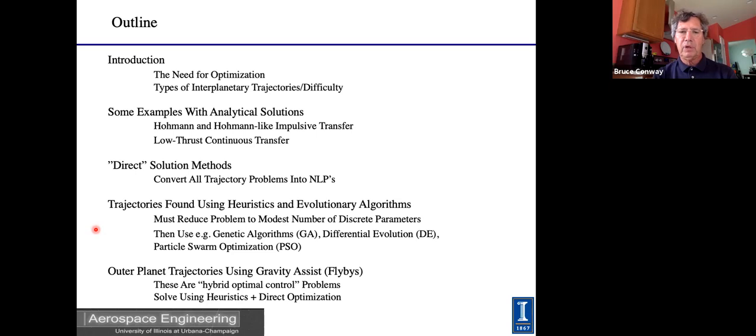And then finally, we'll talk about the most challenging problem, but a very practical one, of finding optimal outer planet trajectories using gravity assist flybys. That is to say, the kind of trajectory that was used for Galileo and then later Cassini.